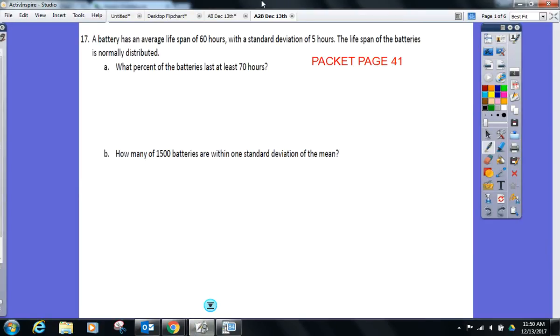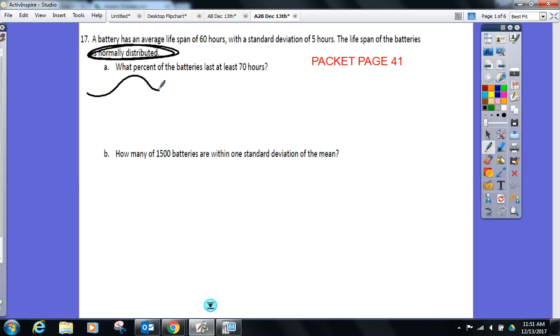All right, here we go with the review question. I give you the average is 60. You guys read along, standard deviation of 5. There's the key, that last part, that the batteries are normally distributed. When you see normally distributed, what's that telling us? It fits under what? Anybody remember it fits under the curve, right? It fits under my normal curve there.